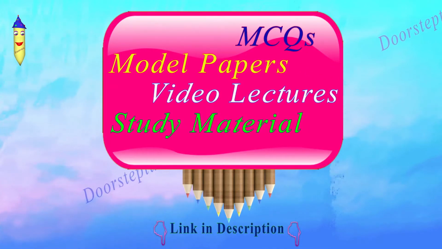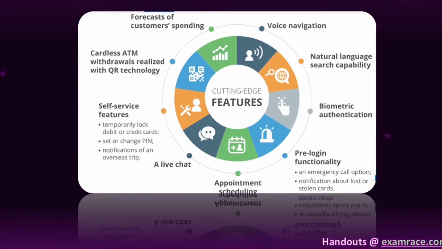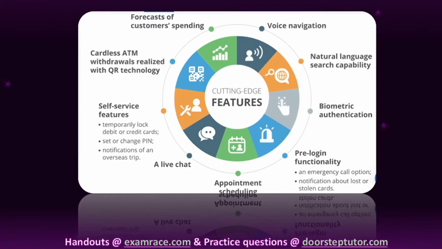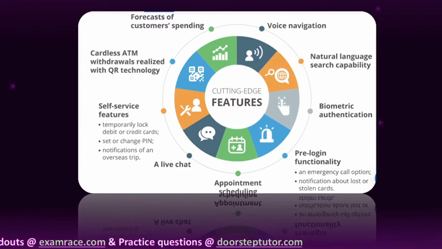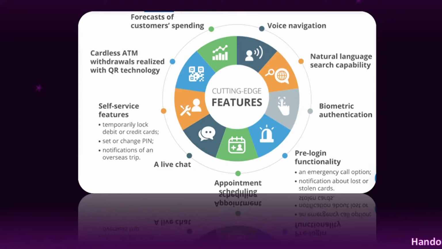Self-service features like temporarily locking debit or credit cards. As per your wish, you can lock them, set or change your PIN, send notifications of an overseas trip, etc. You can have a live chat, appointment scheduling, pre-login functionality for an emergency call or notification about lost or stolen cards. As soon as the card is stolen or any transaction has happened, you instantly get an SMS on your mobile phone, so you come to know about the transactions done. Biometric authentication, natural language search capability.